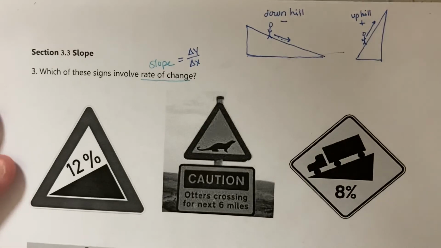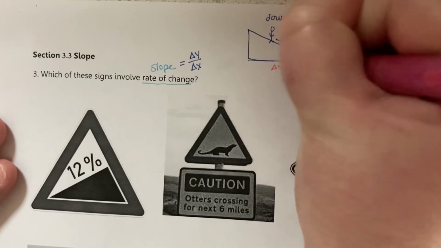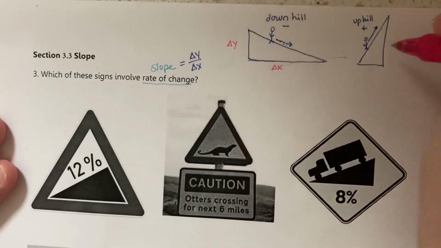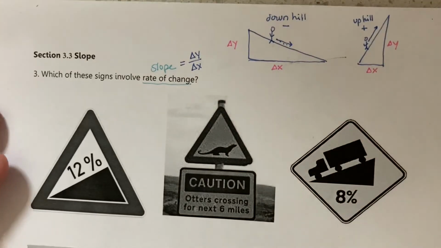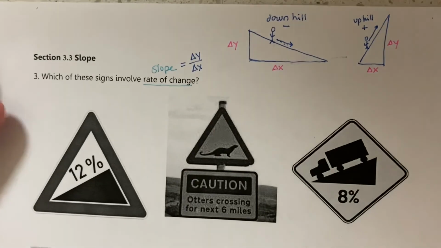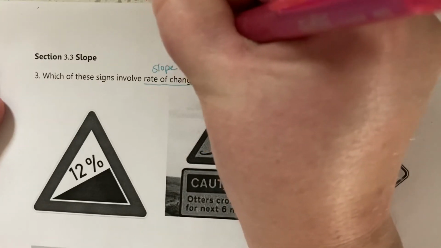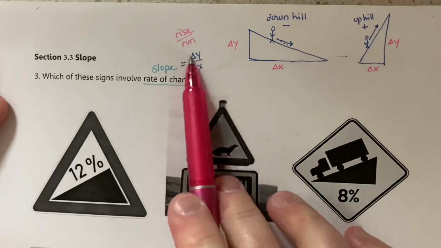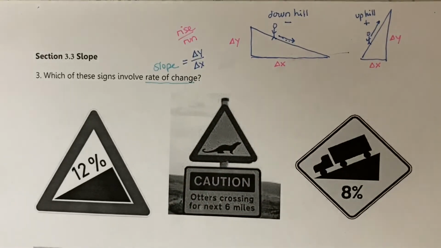But in order to measure that diagonal and how steep it is, we need the x and the y. So remember, we're always looking for how does y change and how does x change. So we need to be able to make that triangle in order to measure it. Another way we may have heard slope is rise over run. That means the exact same thing as how does the y change over how does the x change. So let's look at these. We're just going to look for signs where we can make one of those triangles.